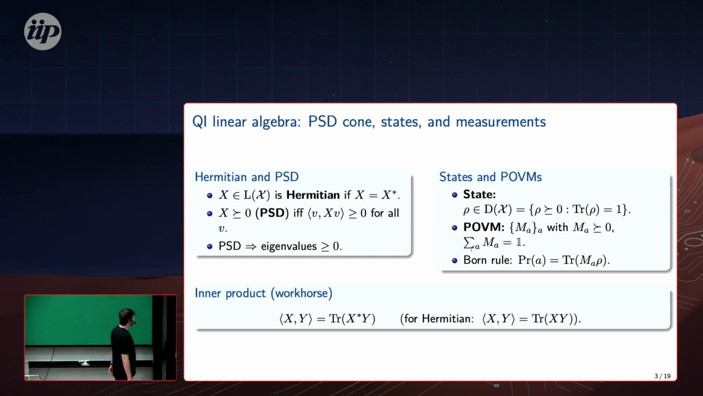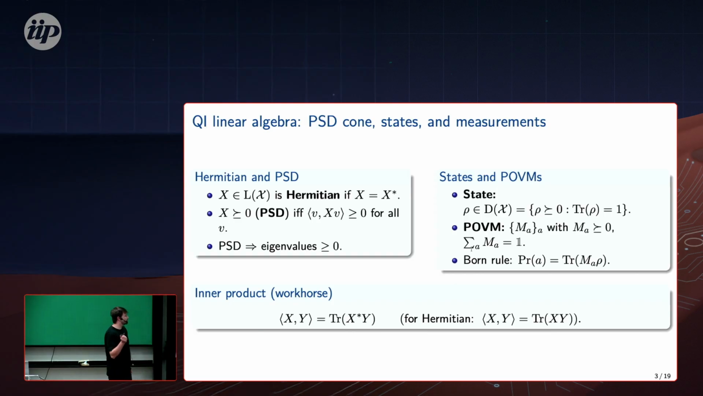And we're going to call a matrix positive semidefinite, or PSD for short, if when you sandwich any vector like this, this inner product over here, it's positive, no matter which vector v you pick. And this is, of course, equivalent to all the eigenvalues of the matrix being positive.